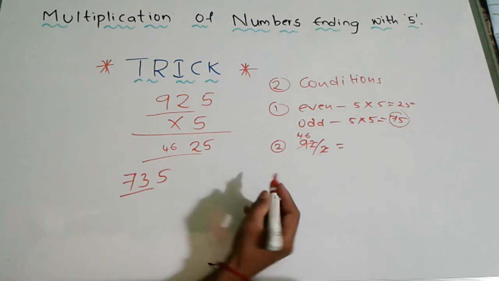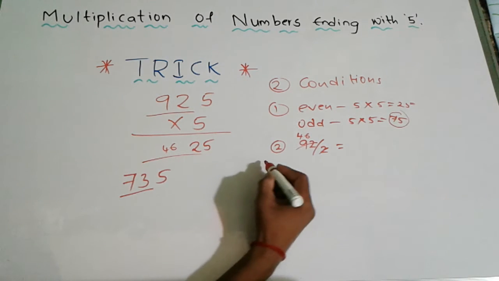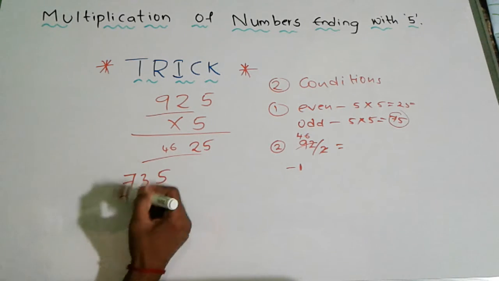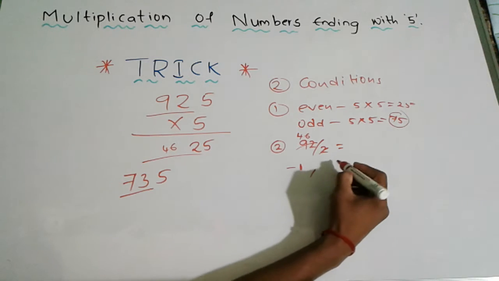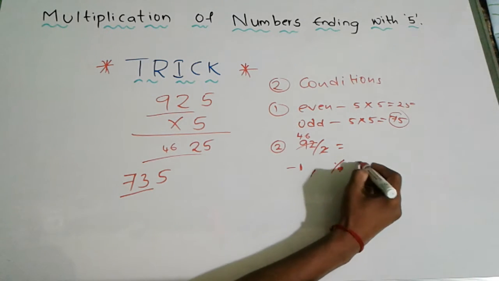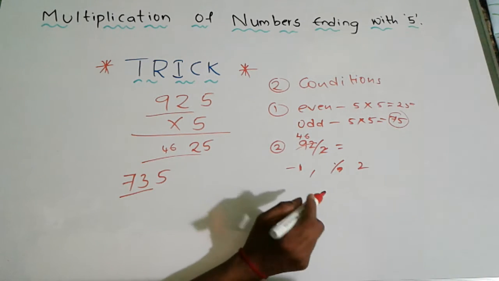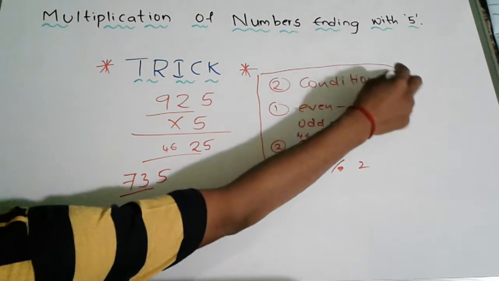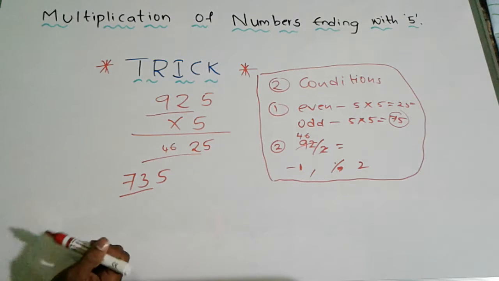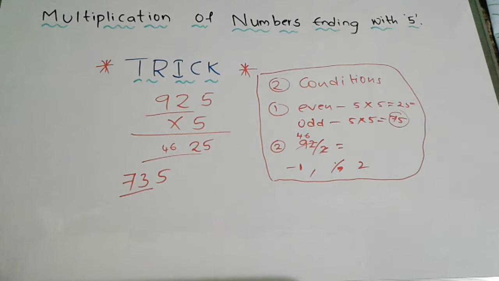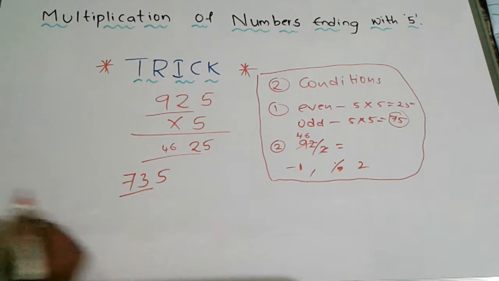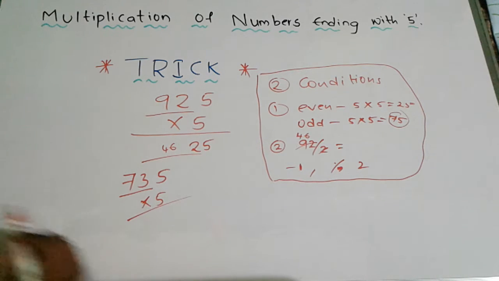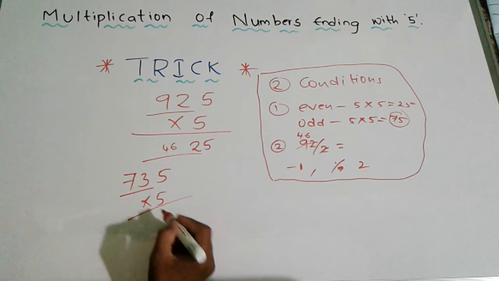If the number is odd, then you have to subtract 1 from the number and again divide by 2, and that's all guys. These two conditions, if you remember, then you can multiply the numbers which are ending with 5 by 5 within seconds. And let's do this.